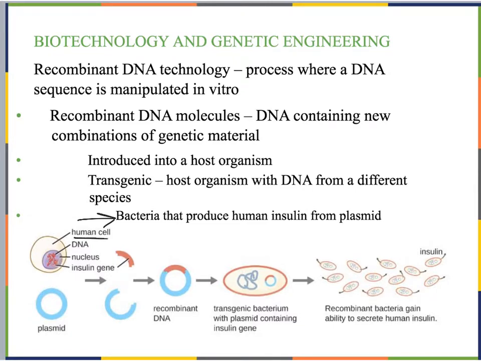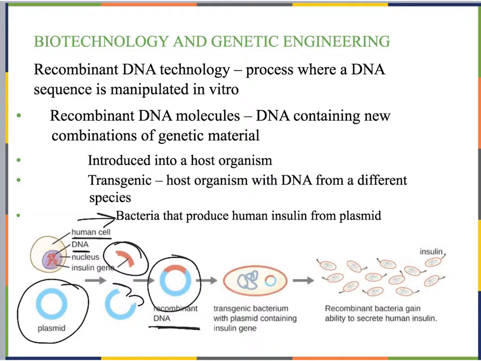They're showing that there's a human cell here. Then we have the DNA inside the nucleus. We take out the insulin gene. Then we take that insulin gene and we put it into a plasmid. So here's the plasmid that would go into a typical bacterial cell. We cut it right here. And then we insert that plasmid. Now this is called recombinant DNA. That recombinant DNA is then put into a bacterium. Now that bacterium is called transgenic because it contains the recombinant DNA.